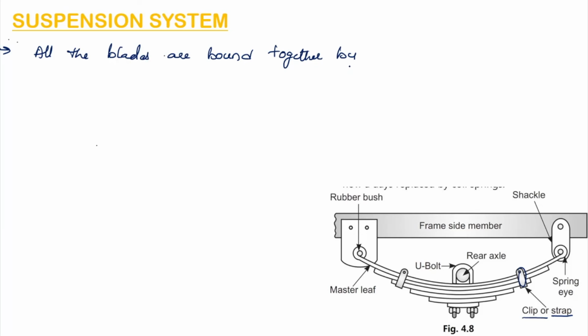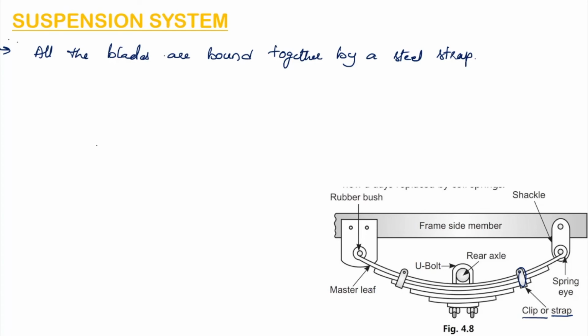So all these blades are bound together by means of a steel strap or clip. So here we can see there is a clip or strap. This clip or strap is binding these blades together.